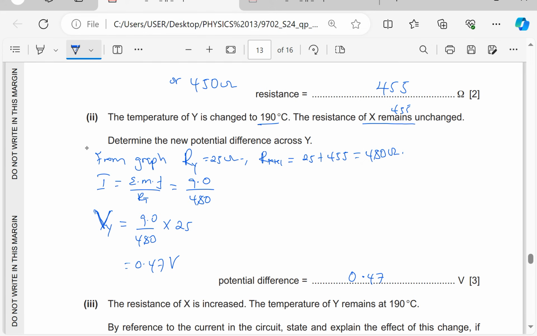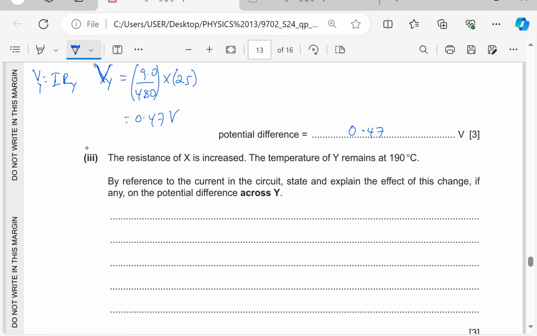V equals I, this is current, times resistance. I've just used V equals I times R. The current is the same. This is going to be the resistance for Y. That will give us the PD across Y. So that is 0.47 volts. The resistance of X is increased. The temperature of Y remains constant, which means the resistance of Y has remained 25 ohms. So the resistance of Y has not changed.